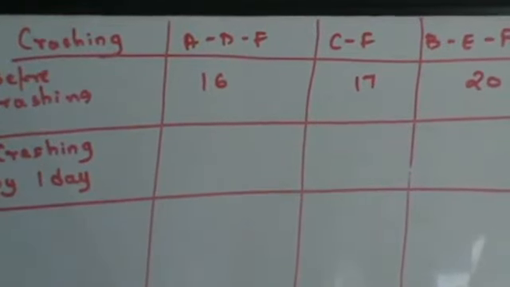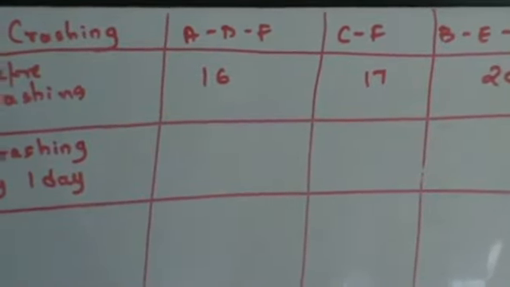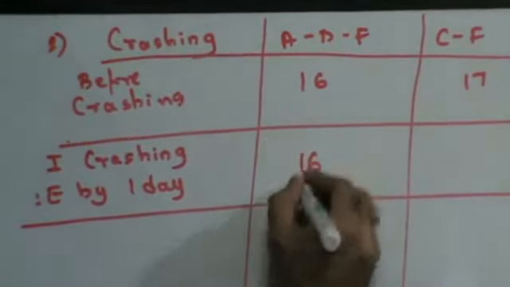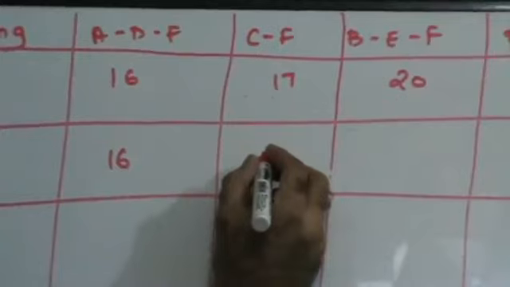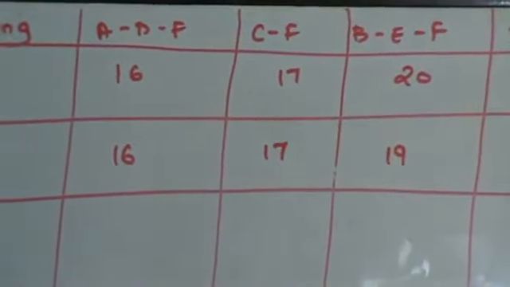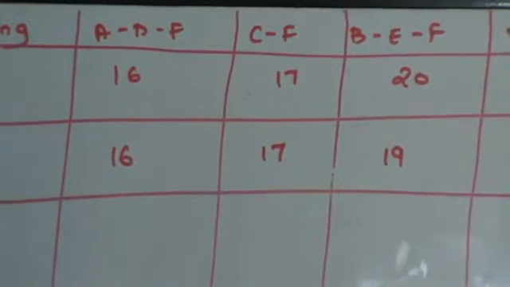So all those paths that have E will get reduced by 1 day. Right? There is no E here, so this remains 16. There is no E here, so this remains 17. This will become 19. Now the cost of crashing E is 15 rupees.